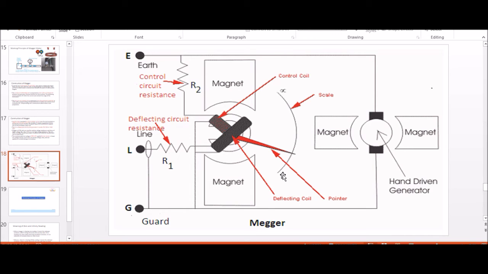And if you keep them open, it is toward infinity, and if you move your hand driven generator, then it will automatically move toward infinity because there's no resistance present, right? Sorry, there is infinite resistance.